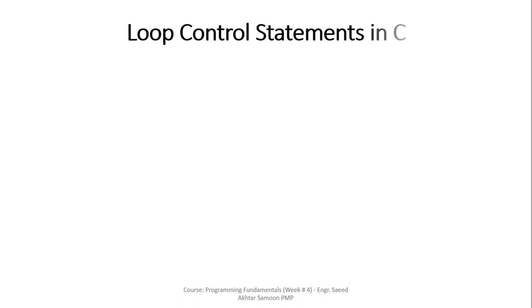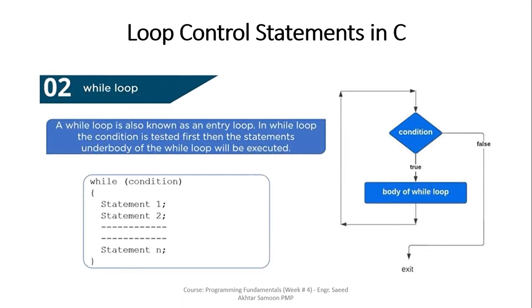There are two other types of loops in the C programming language. The other is the while loop. A while loop is also known as the entry loop. In the while loop, the condition is tested first, then the statements under the body of the while loop are executed. If we see the flow chart, this is the body of the loop. If we test the condition and it is true, it will make another iteration, another running of the statements, known in programming as an iteration. You also use this word iteration in numerical analysis. So if the condition is true, it will make another iteration. If the condition is not true, then it will exit from the loop.